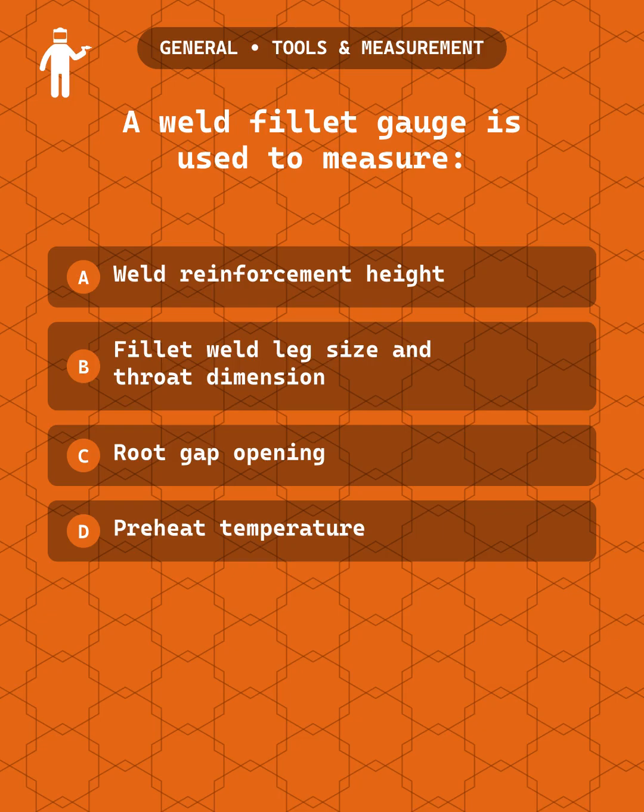Question 2. A weld fillet gauge is used to measure. Is it A, weld reinforcement height, B, fillet weld leg size and throat dimension, C, root gap opening, or D, preheat temperature?